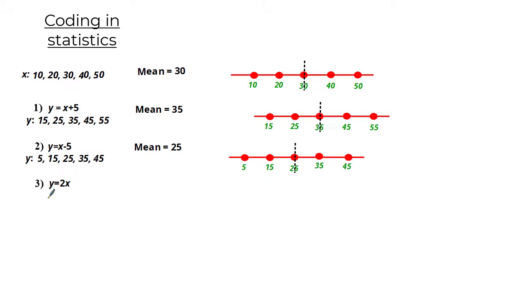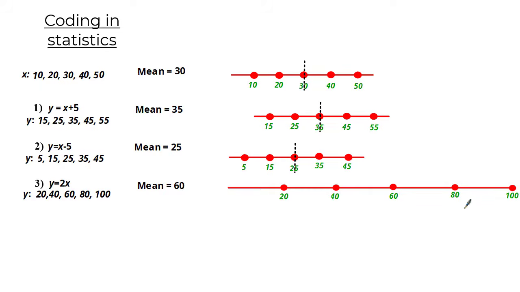Let's see what happens when we look at the coding y is equal to 2 times x. So instead of using subtraction or addition, we're using multiplication. Well, by timesing each value of x in the original data by 2, we get the following coded data: 20, 40, 60, 80, and 100. Now, the mean of this set of coded data is equal to 60. Now, plotting these data points on a number line, we would see that the mean would lie here. Now, comparing this with the original mean, we can quite clearly see that by multiplying by 2, the mean of the coded data was 2 times larger than the original data.